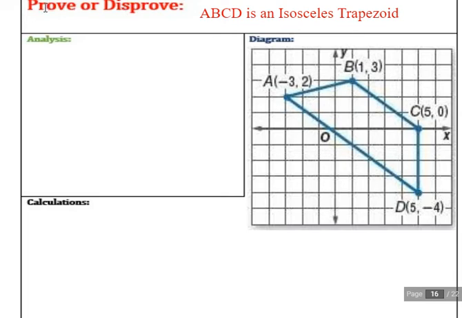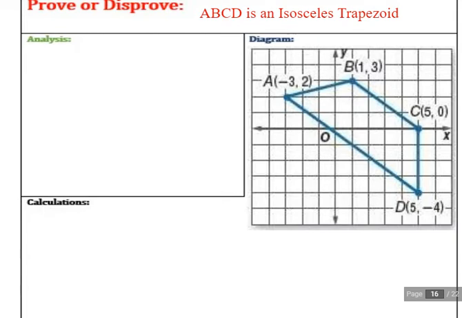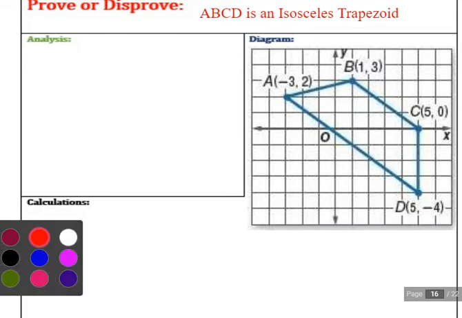Now, this does say prove or disprove, which means in the end, we may not find the qualities that require an isosceles trapezoid, but we have to proceed with the assumption that we are going to be able to prove this true, okay? So first things first, and by far the most important thing, is we have to write a good analysis. On the analysis, we have to include three different things. What we have to show, an isosceles trapezoid, how we're going to accomplish that task, what techniques we are going to use, and then what we actually expect to see in our calculations, okay?